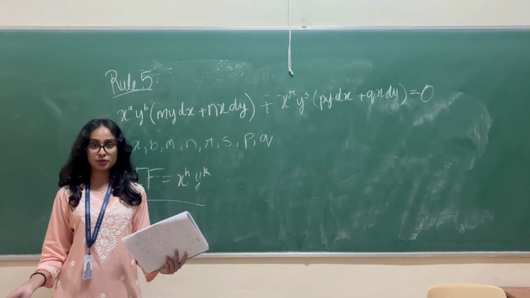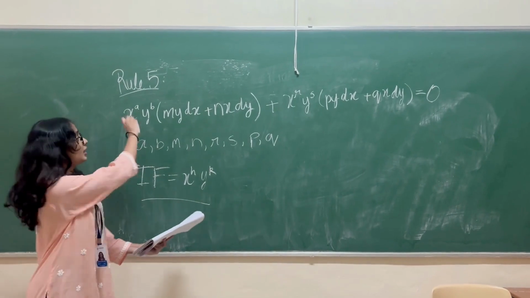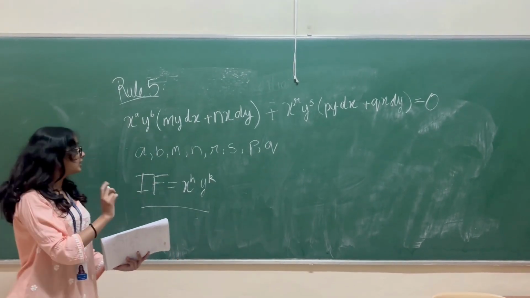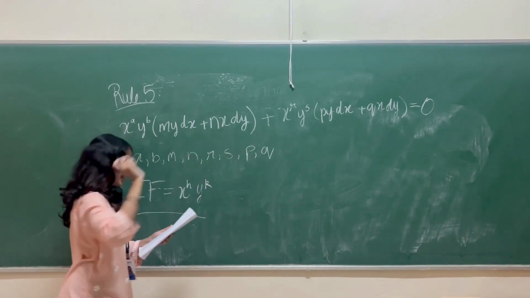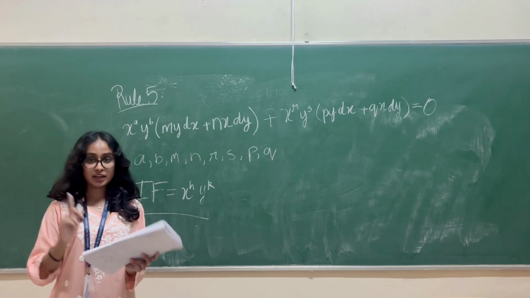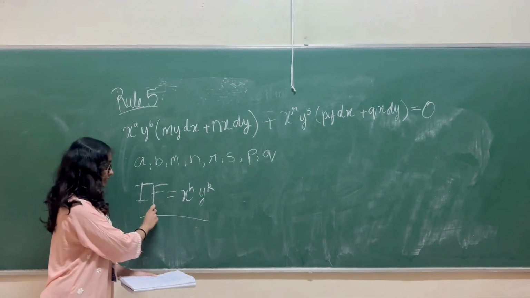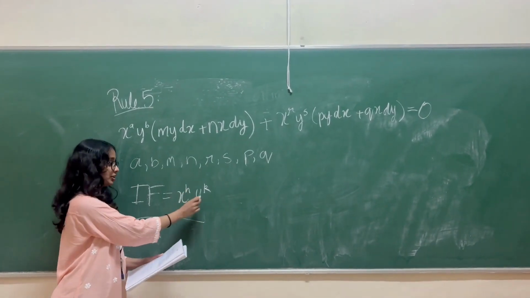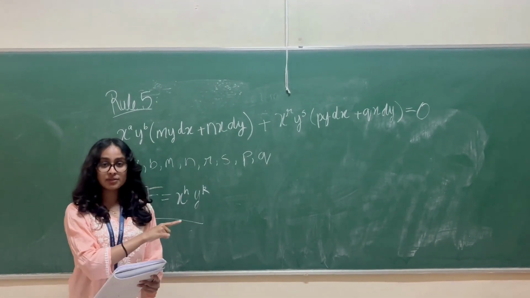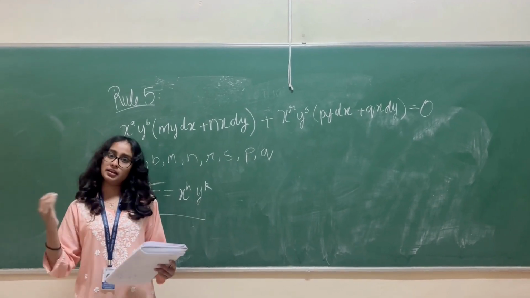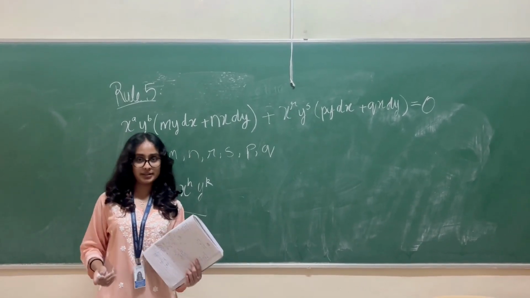So now moving on to rule 5. If we have an equation in this form where the constants are a, b, m, n, r, s, p and q, then we use rule 5. In rule 5, we have the integrating factor as x to the power h and y to the power k. By multiplying the integrating factor to the given equation, we will obtain the condition for exactness. Let us further understand by a question.